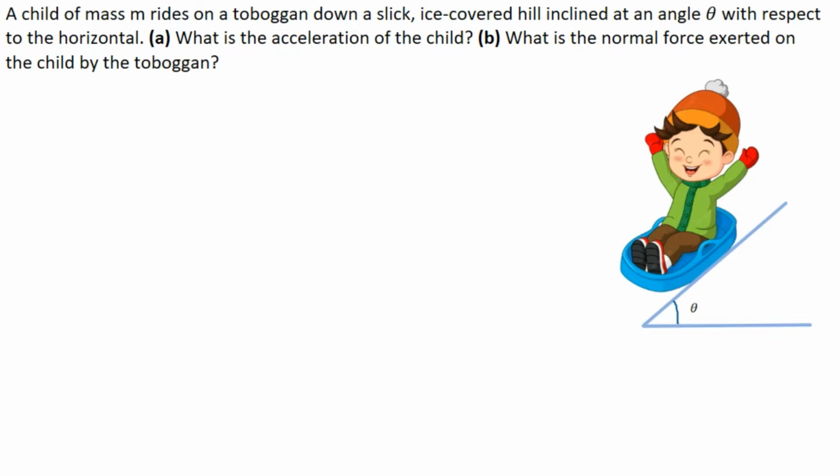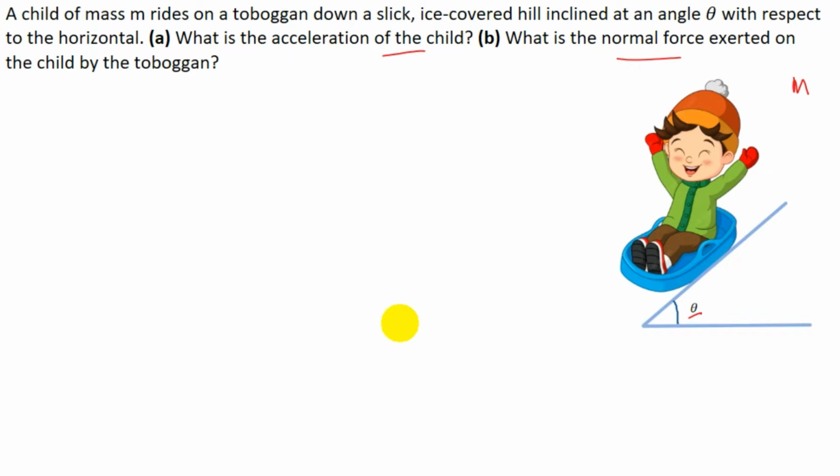So in this example, we have a child of mass m. He rides on a toboggan down a slick, and the angle of inclination is theta with respect to horizontal. Now we need to find the acceleration of the child, and in the B part we need to find the normal force exerted on the child by the toboggan.